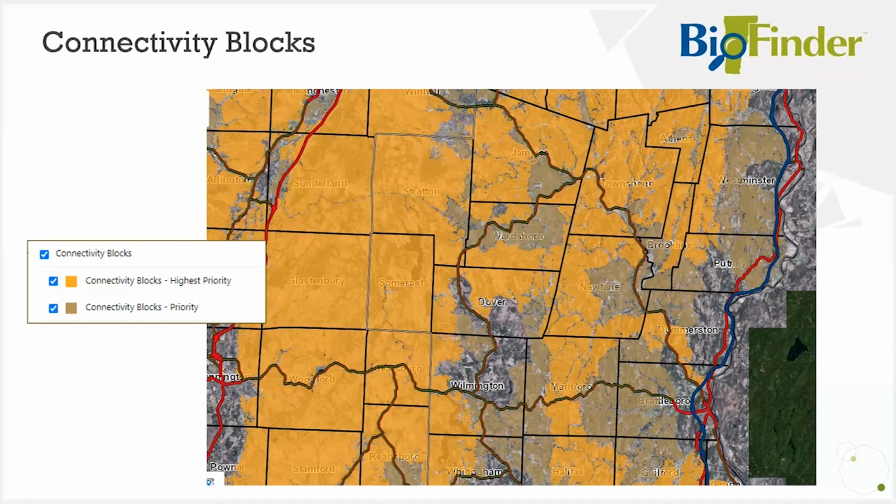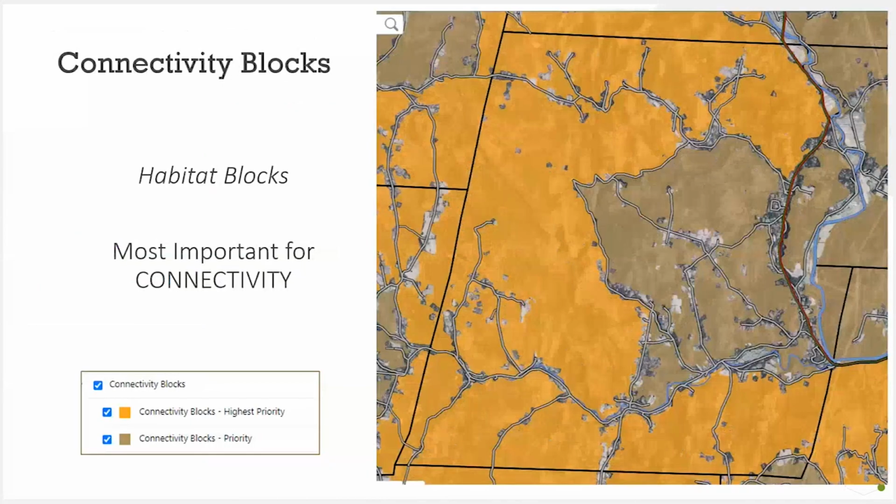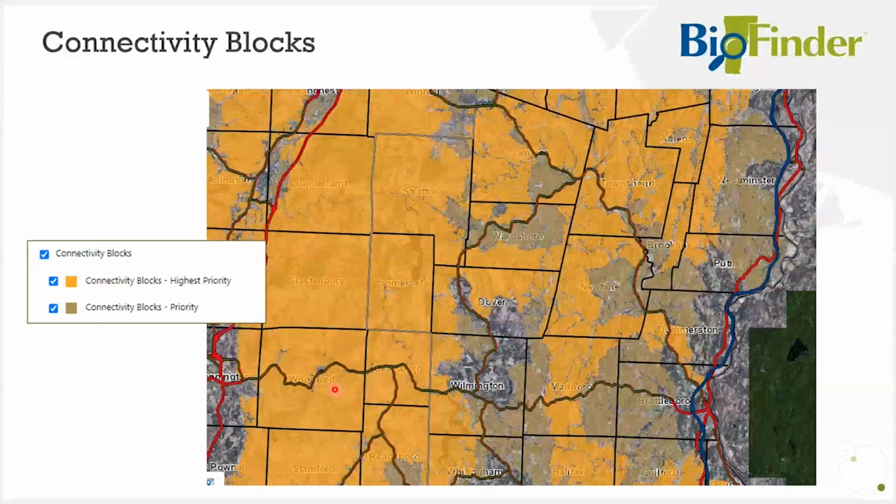So this is another great data set you can use to look at the different forest blocks in your town and understand their relative value, both within the town and as it relates to the larger region. Okay, here's just a zoom up here. This is what the connectivity blocks look like close up. Again, I think it's helpful to keep that zoomed out perspective with this data set because you can see that pattern.